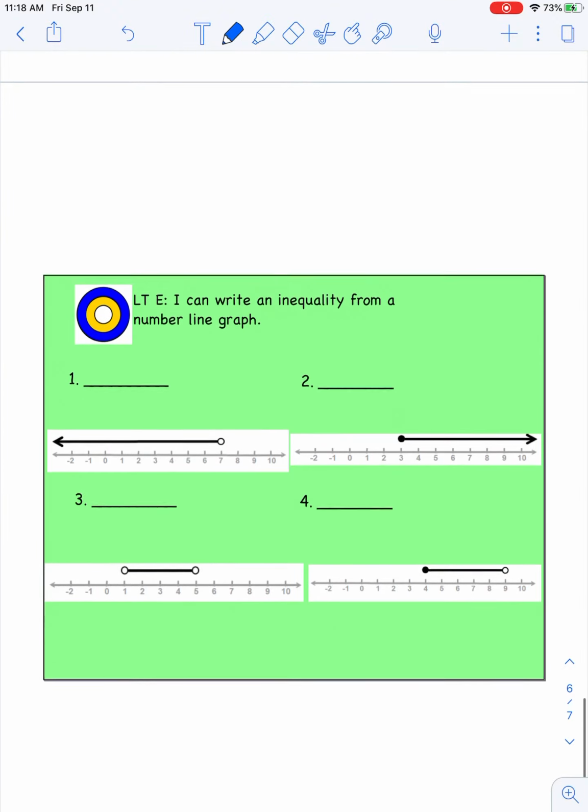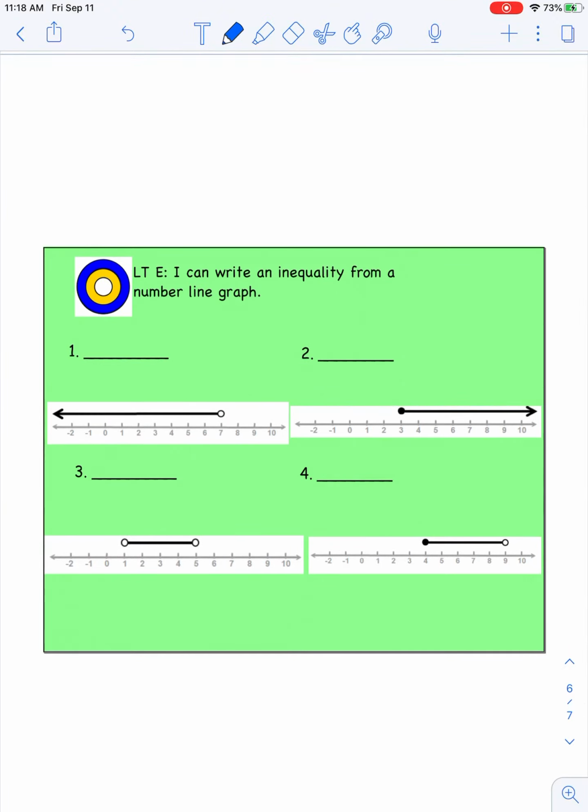Now let's work on doing the opposite skill. So can you take the graph and write an inequality for all the solutions that you see on the graph? So if we look at this, I can see right here that the number is 7. So how do all these values that I see graphed compare to 7? Well, the values of x are less than 7. Notice it's not equal because that circle is not shaded in. So your values of x are less than 7.